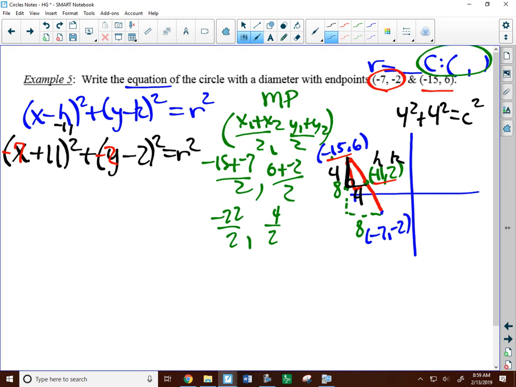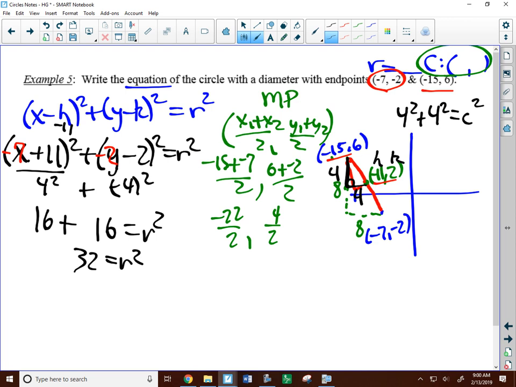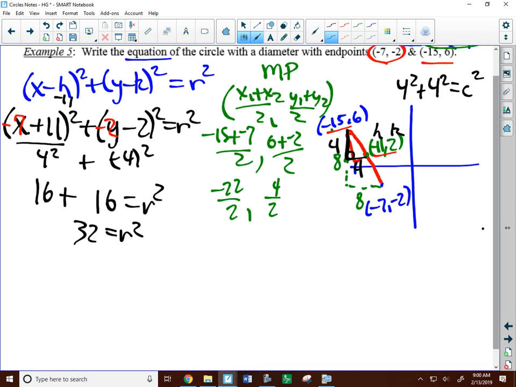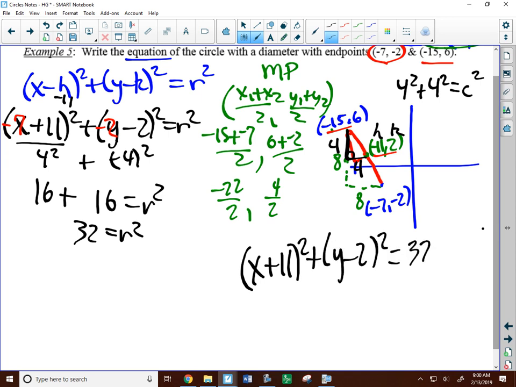Back to this one. If you're just plugging in x and y, you simplify. That's 4, so 4 squared is 16. This one, -2 is -4 squared. That's also 16. And so you actually get what we would have gotten over there, 4 squared plus 4 squared. So we get 32 is r squared, and you don't have to do a square root because we actually just want r squared. Okay, so final equation: we need the x plus 11 squared plus the y minus 2 squared equals 32.